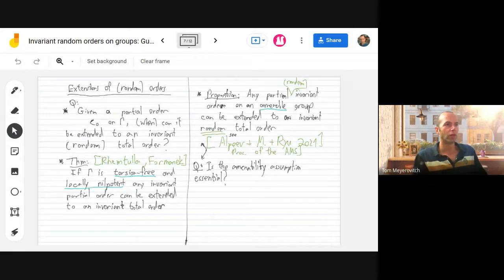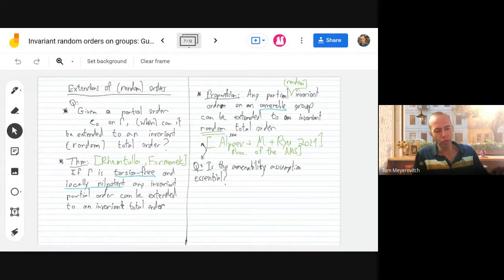Now, here's the question I'd like to address for the rest of this talk, and this is the question of extensions of orders. Let me phrase the question. The question has a classical counterpart for deterministic orders. Given a partial order on gamma, let's say it's invariant, when can it be extended to an invariant total order? And here I'm adding the word random. This is the new version.